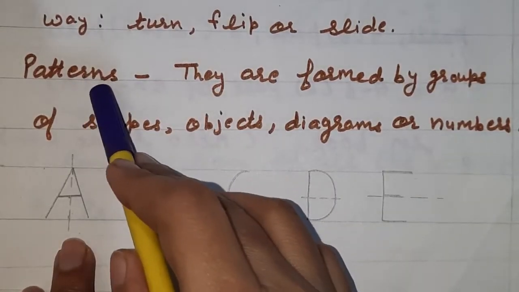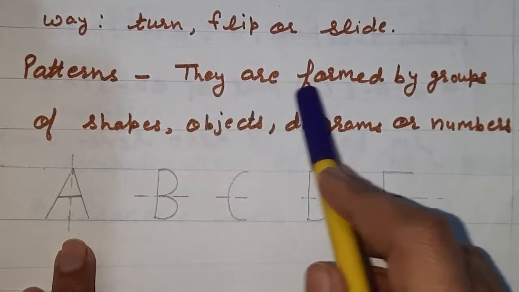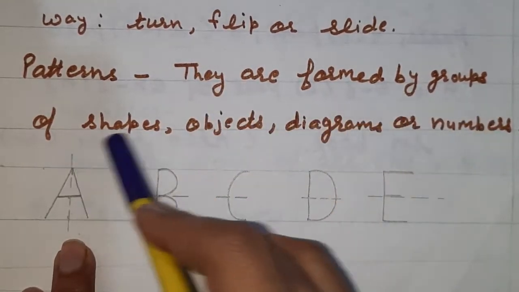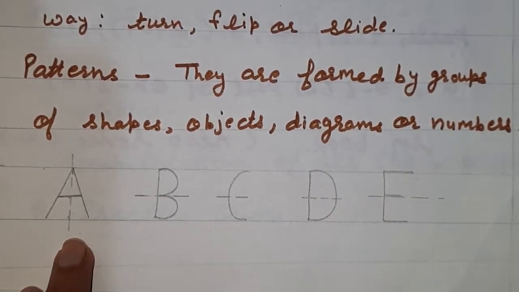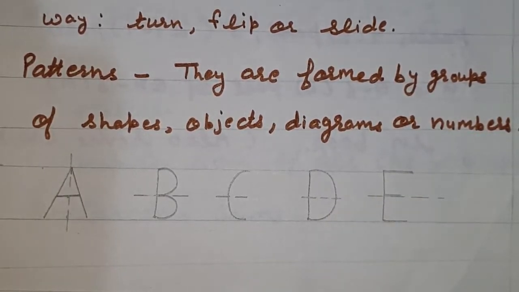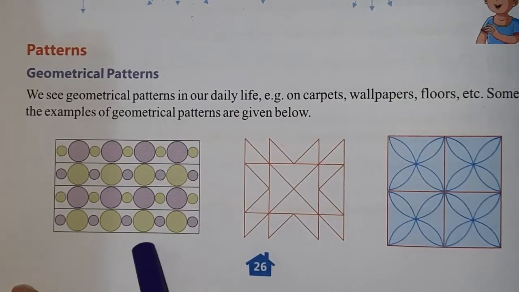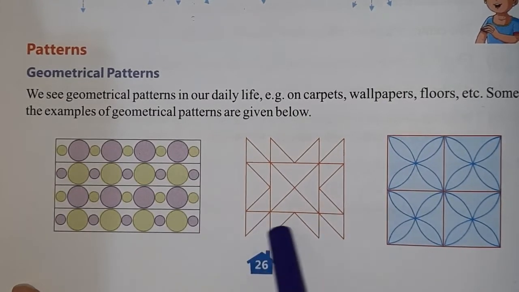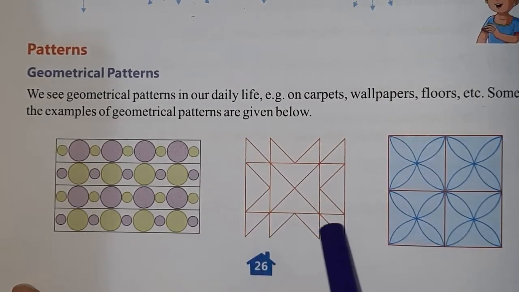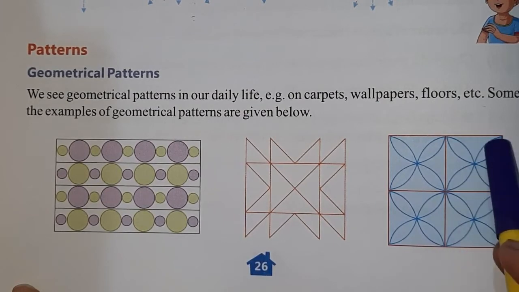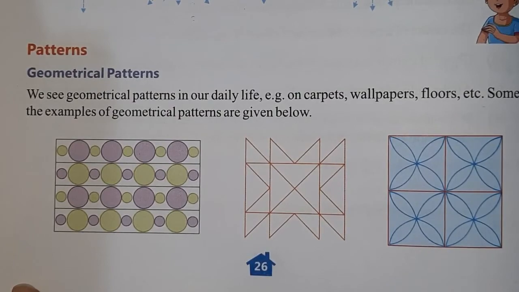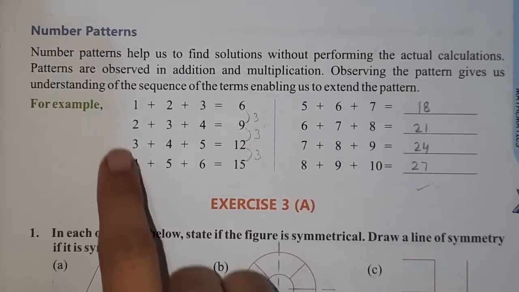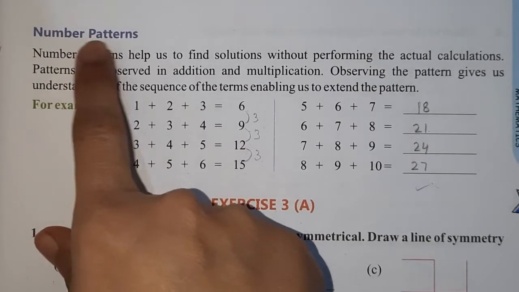Now, what do you mean by patterns? Patterns are formed by groups of shapes, objects, diagrams or numbers. Patterns can be geometrical patterns or number patterns. These are geometrical patterns in which geometrical shapes are used: circle, square, triangle, and these are squares, and the design is made using a compass. So these are geometrical patterns. And the other type which we will study is number patterns.